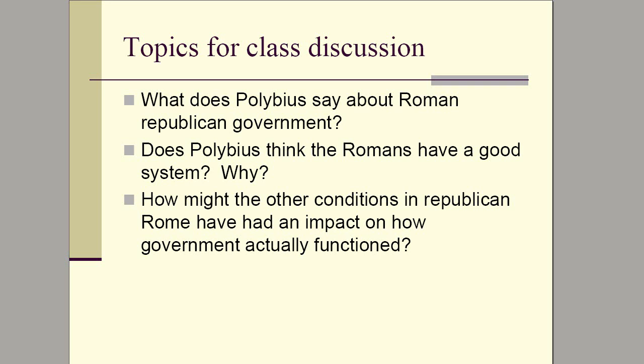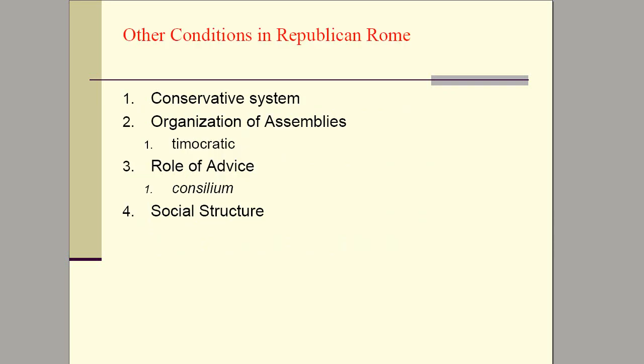What I want to talk about now is the other conditions. How might other conditions in Republican Rome have had an impact on how the government actually functioned? The kind of nuances that Polybius doesn't talk about in his so-called constitution. So there are four categories of things I wanted to talk about. One is how conservative the system is. One is how the assemblies are organized, that is, the assemblies of Roman citizens. One is the role of advice in Roman life, and one is the nature of Roman social structure. So we're going to start with the conservative system.